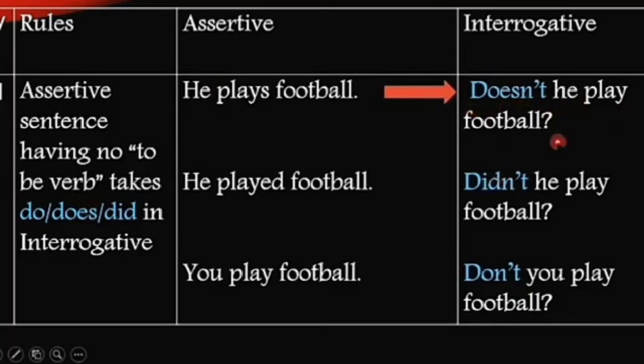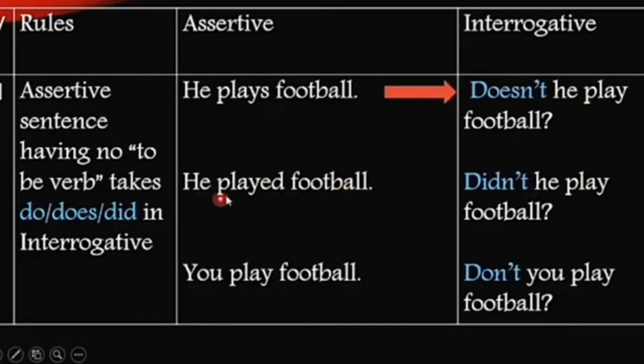Doesn't he play football? Here we have taken does and we have added not with it. Why have we added not? Because if the assertive sentence is positive or affirmative, then the interrogative will be a negative one. And at the same time, if the assertive is a negative sentence, then it will be affirmative when it is changed into an interrogative sentence. So let's move on to the next one.